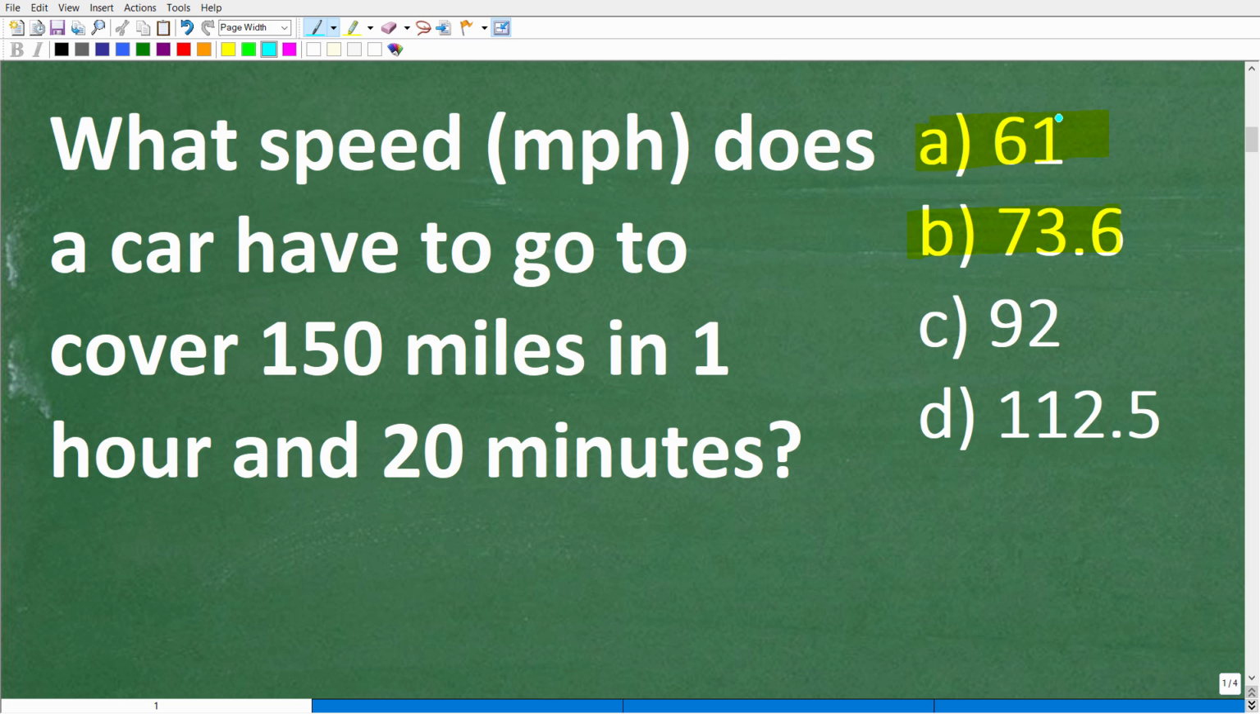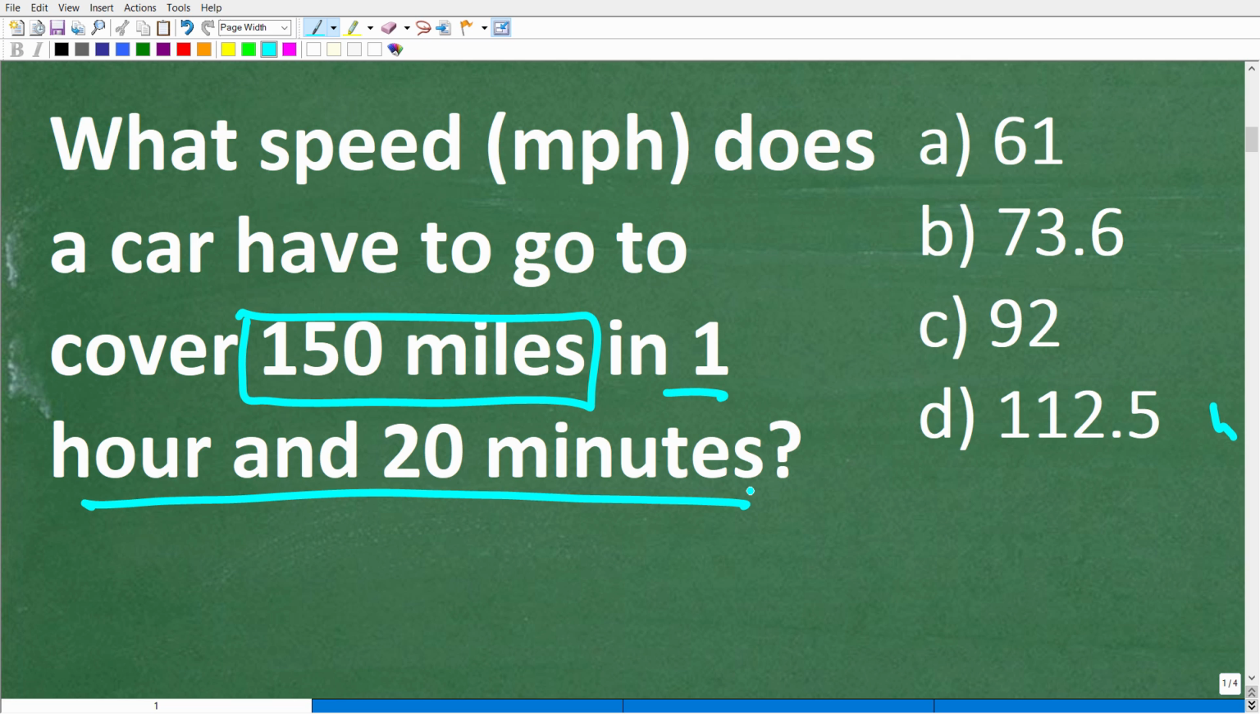Now, why is that? Well, again, our answers are in miles per hour. I didn't write in the miles per hour because I just didn't want to make this A, B, C, and D layout too big. But these are in miles per hour. Now the question is, what speed does a car have to go to cover 150 miles? So this car is trying to cover 150 miles in 1 hour and 20 minutes. So a little bit over 1 hour.